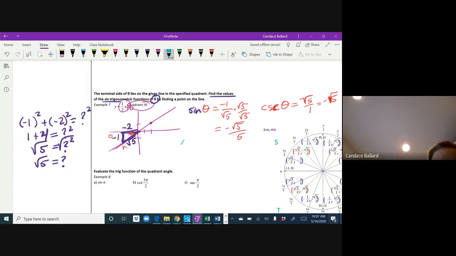Let's do cosine. So cosine of theta equals the adjacent over the hypotenuse. So my adjacent is -2. My hypotenuse is square root of 5.